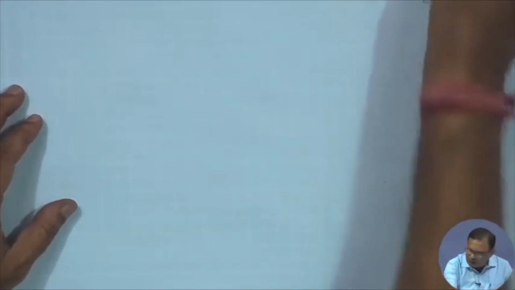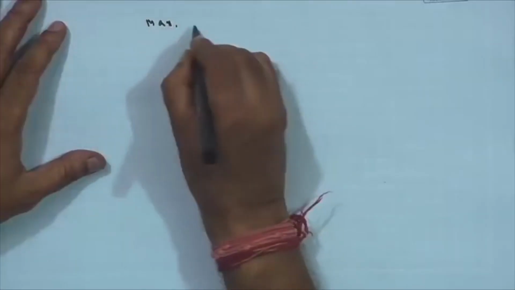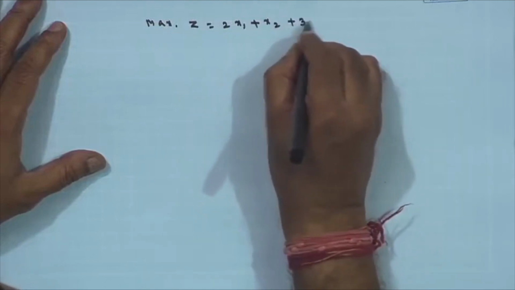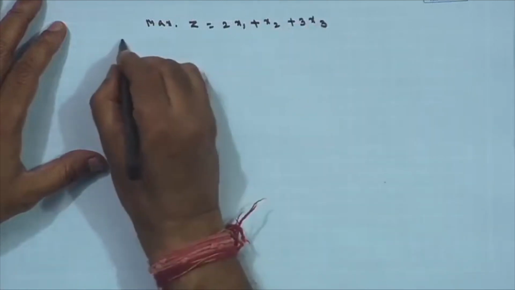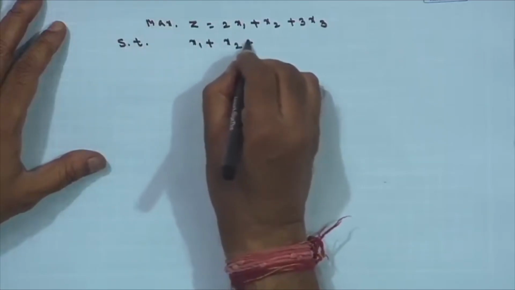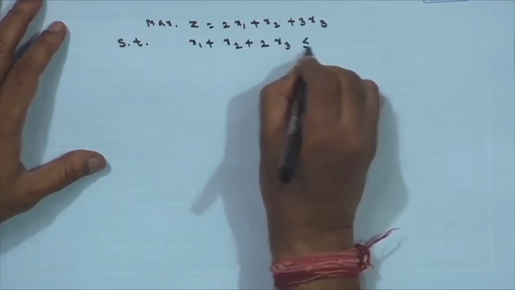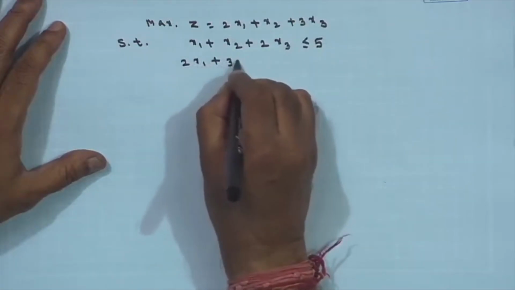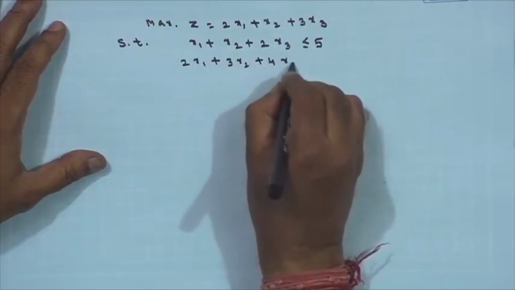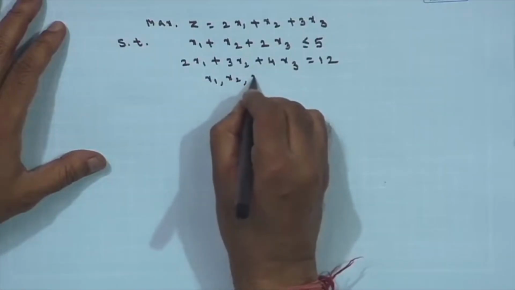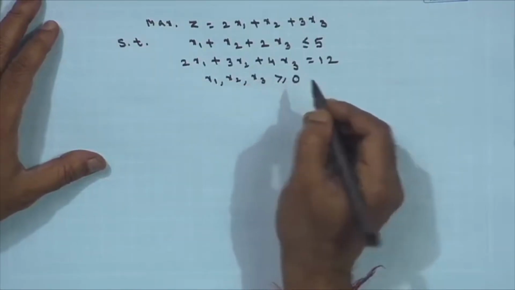Let us take one more example, with an equality sign, so that you can solve the problem: maximize z equals 2x1 plus x2 plus 3x3, subject to x1 plus x2 plus 2x3 less than or equal to 5, 2x1 plus 3x2 plus 4x3 equals 12, and x1, x2 and x3 are greater than or equal to 0.